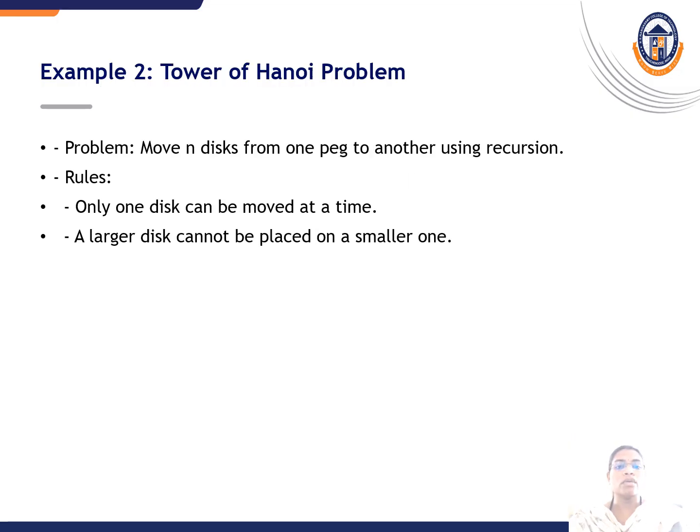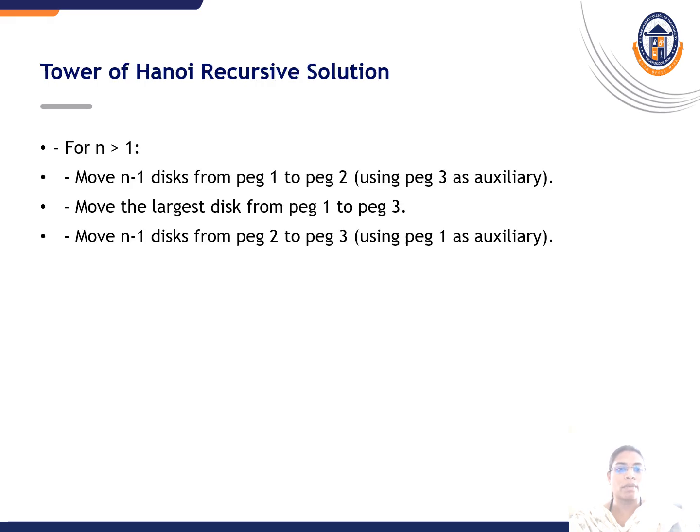The second example for recurrence relations is the Towers of Hanoi problem. The problem is to move n disks from one peg to another using recursion. The rules are: only one disk can be moved at a time, and a larger disk cannot be placed on a smaller one. The solution for n greater than 1: move n-1 disks from peg 1 to peg 2 using peg 3 as auxiliary. Move the largest disk from peg 1 to peg 3. Move n-1 disks from peg 2 to peg 3 using peg 1 as auxiliary.